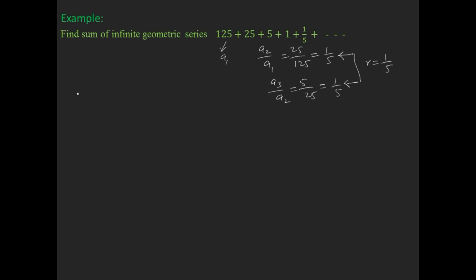Putting these values of a1 and r in the formula, S infinity is equal to a1 divided by 1 minus r. a1 is 125, divided by 1 minus r. r is 1 by 5, so 125 divided by 4 over 5, and 5 multiplied by 125 divided by 4, and the answer is 625 divided by 4. So the sum of this whole infinite geometric series is 625 divided by 4.